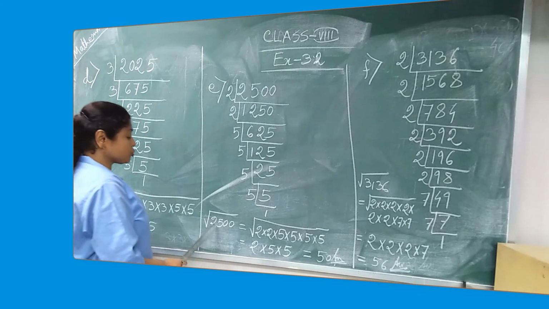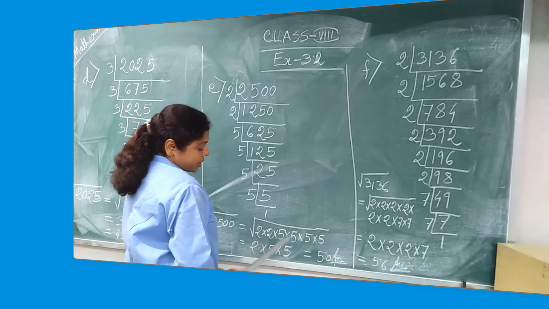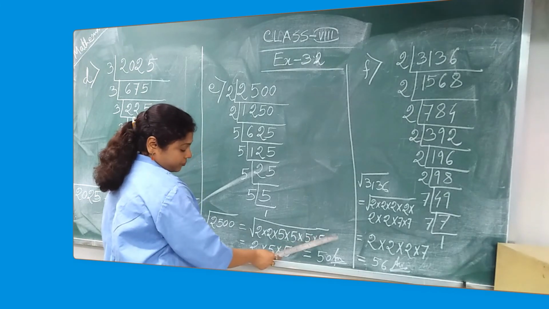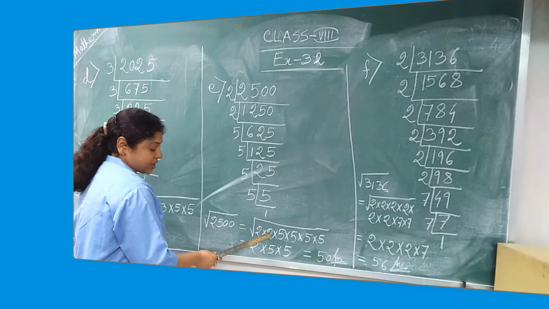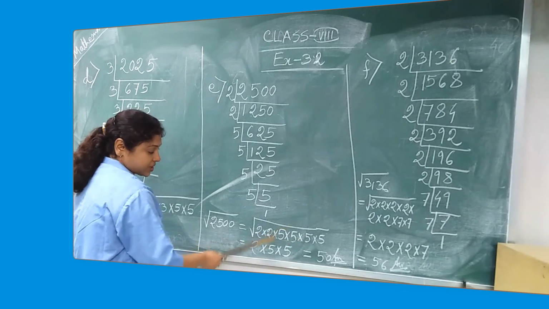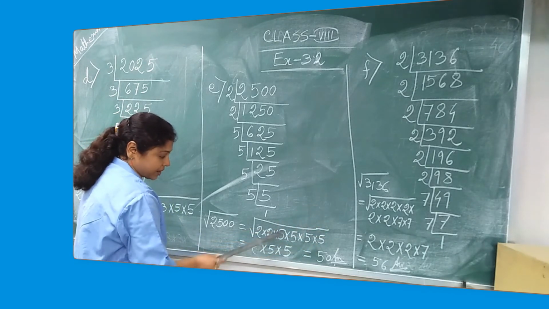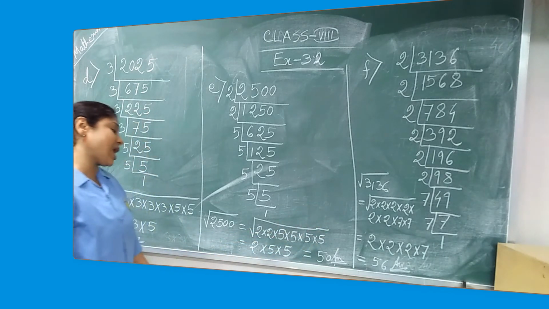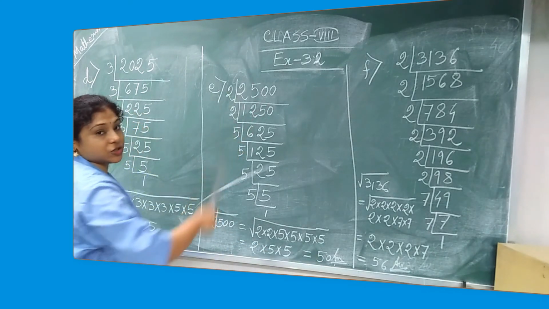So, root over 2500 is equal to root over of 2 into 2 into 5 into 5 into 5 into 5. If we will not write down the root over in the next step, obviously we will take 1 2 for this 2 2, 1 5 instead of this 5 5, and another 1 5 instead of this 5 5. So if we multiply, it will come 50. So 50 is the root over of 2500.